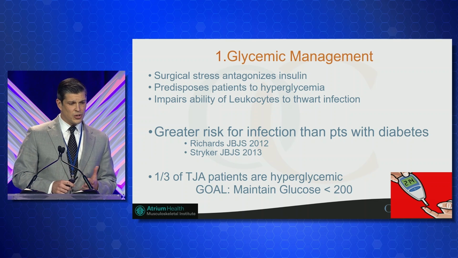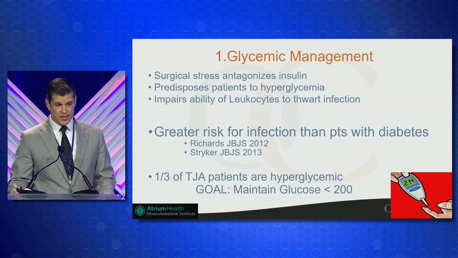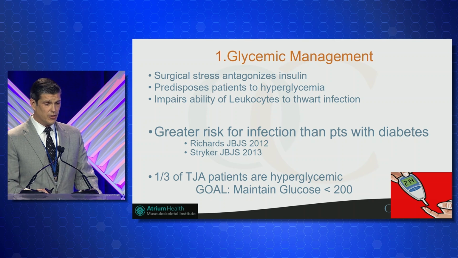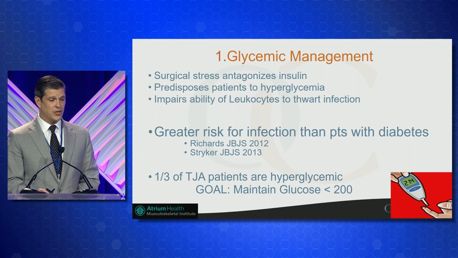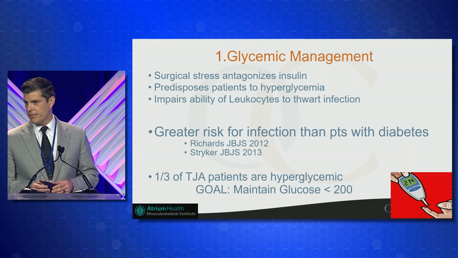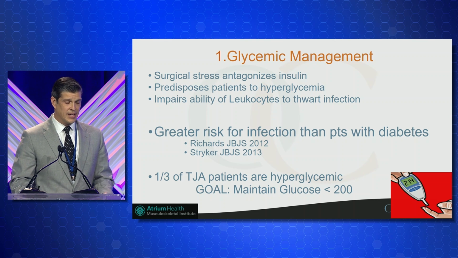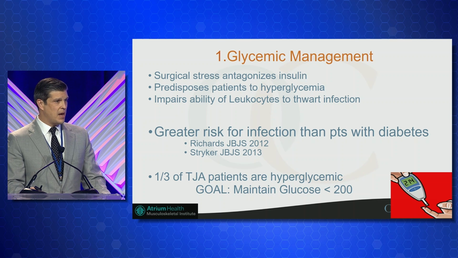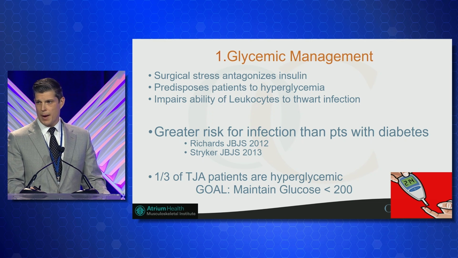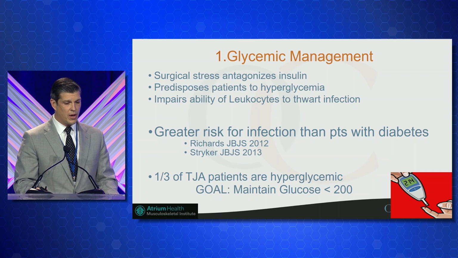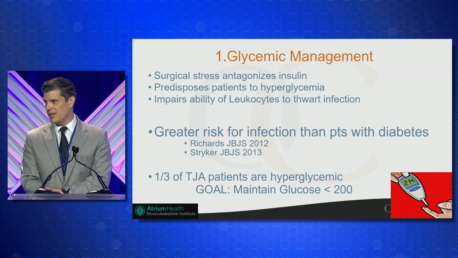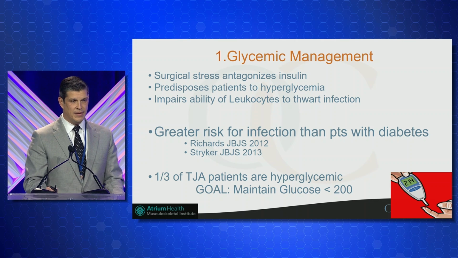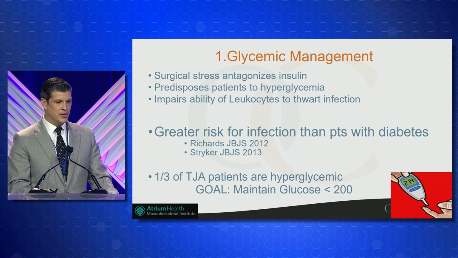We realize that the surgical stress of surgery antagonizes insulin. This is true regardless of whether or not you're a diabetic, and this predisposes all patients to hyperglycemia, which then impairs our immune system's ability to thwart infection. We know that this poses a greater risk for infection in our diabetics and our non-diabetic patients, so maintaining and managing patients' glycemic control in the perioperative period is important, again, regardless of whether or not you have diabetes. The data would suggest maintaining a blood glucose level less than 200. Some studies would suggest even having that in the 120 range is important.